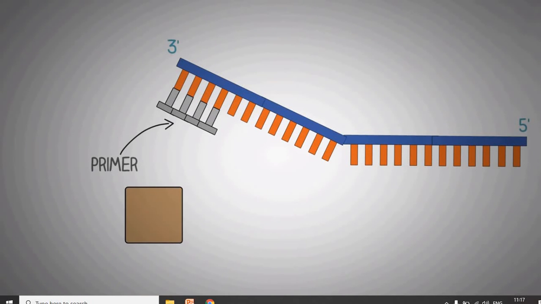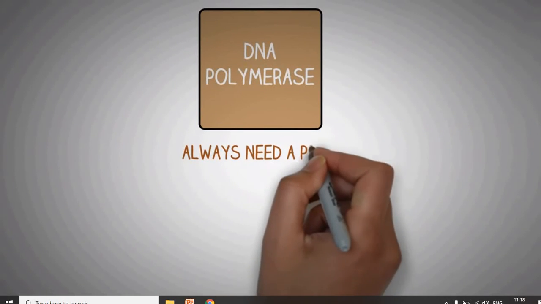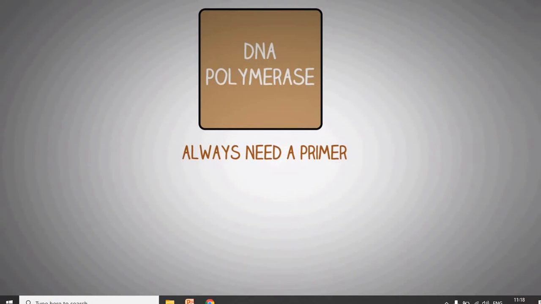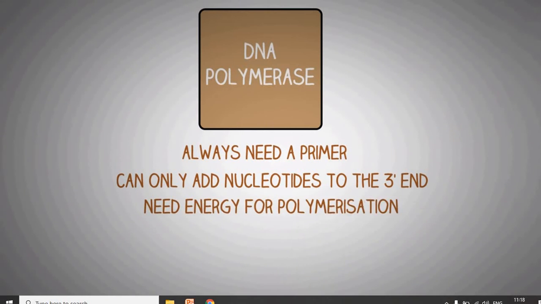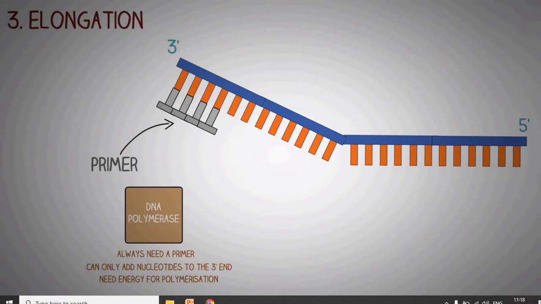Now it is the turn of the enzyme DNA polymerase to do its job, and a few important points that you should know about DNA polymerase are that it always requires a primer to work with, which is a short sequence of nucleotides, and it cannot start synthesizing the new DNA from scratch. The DNA polymerase can only add new nucleotides at the 3' end of the DNA and can only synthesize a new DNA in one direction. And also the DNA polymerase requires energy for polymerization reactions that it gets from the nucleotides itself.